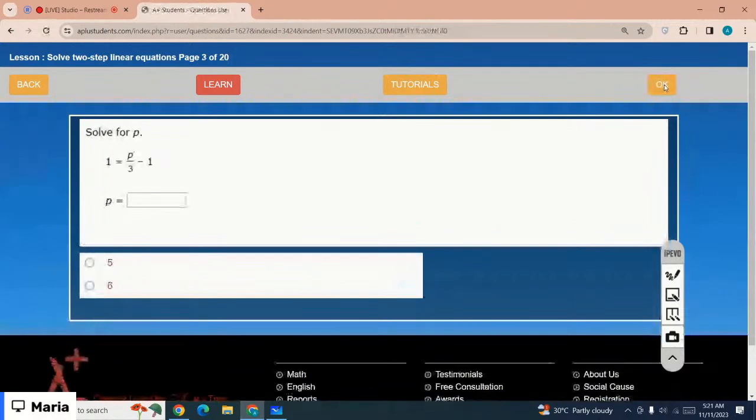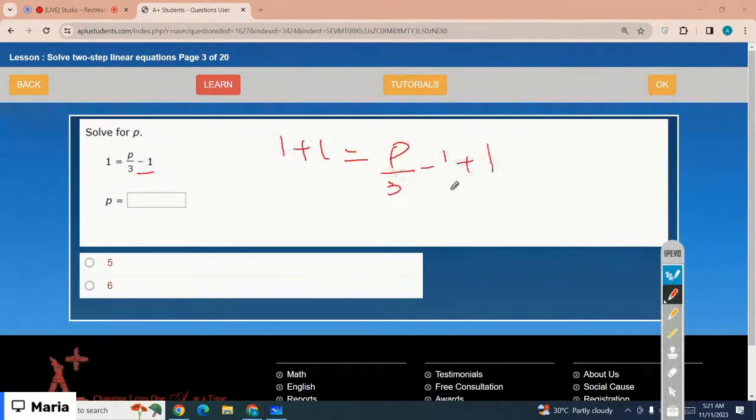Okay, 1 equals p over 3 minus 1. So just do reverse operations, right? First of all, you have to add 1 to both sides. You have 2 equals p over 3. The opposite of division is multiplication. That would be p equals 6. The correct option is 6.